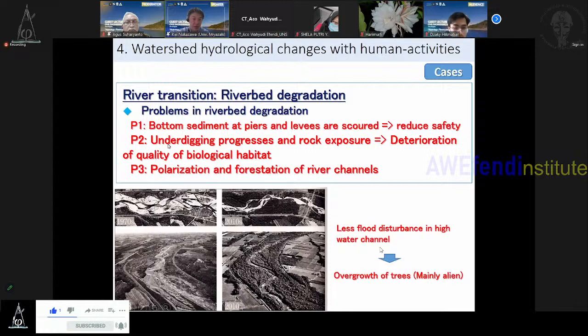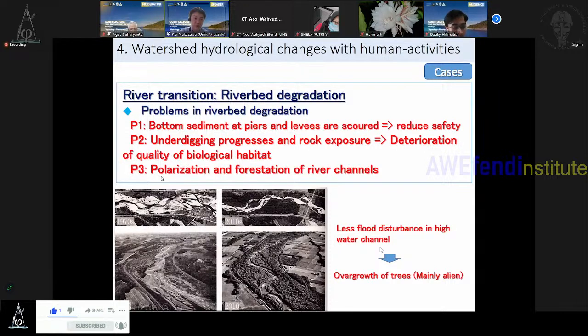And the second problem is under-digging progress and rock exposure. I mean that if the river degrades a lot, all the sediment disappears, and finally the rock remains. In such riverbed conditions, unfortunately, many aquatic species cannot inhabit. So it is bad for biodiversity.